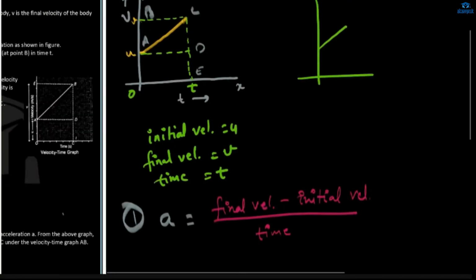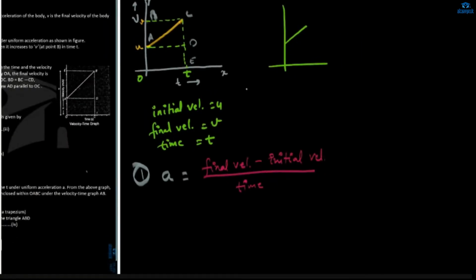So from the graph we are drawing here, a is equal to final velocity minus initial velocity upon time. What is the final velocity here? From the graph we have got this information: initial velocity u, final velocity v, and time t. Is it?